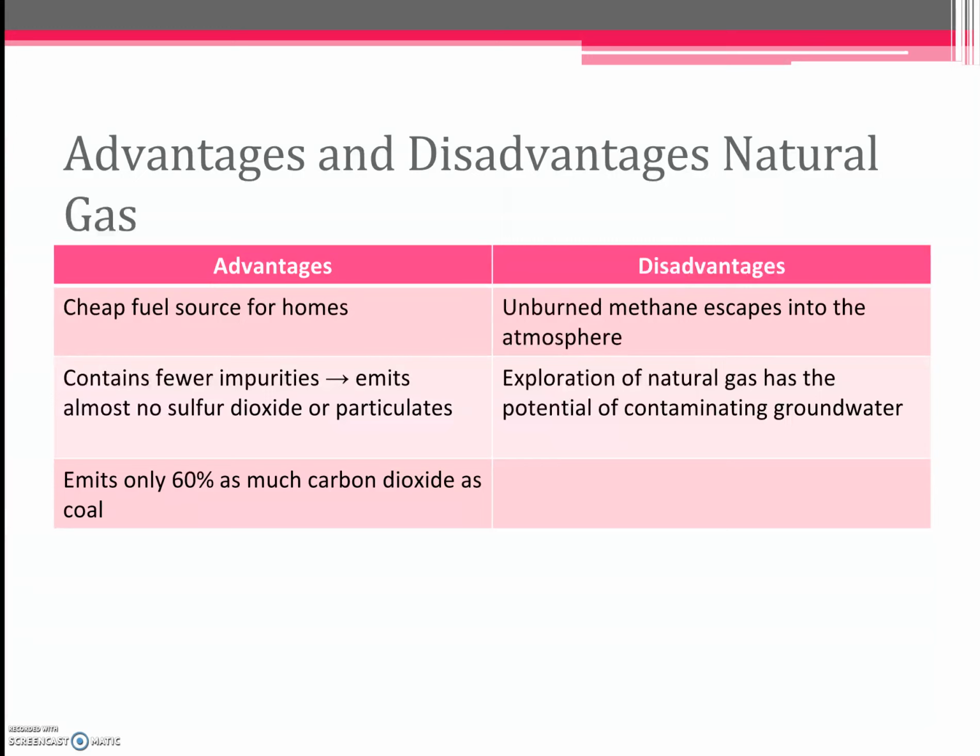It's used in half the homes in the United States due to an extensive pipeline system. It has fewer impurities and it has no sulfur or particulates. It also has less carbon dioxide than coal and other sources. Some of the disadvantages are that the unburned natural gas, the methane, escapes, and that's one of the worst greenhouse gases, just in itself.